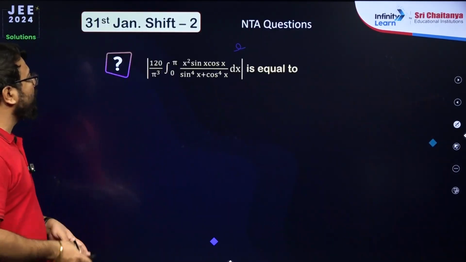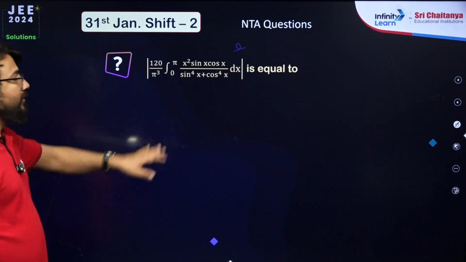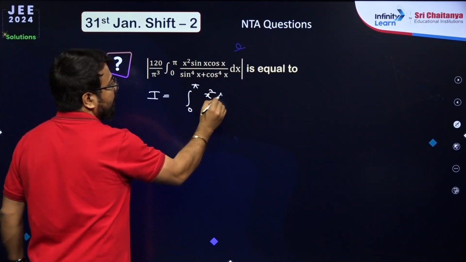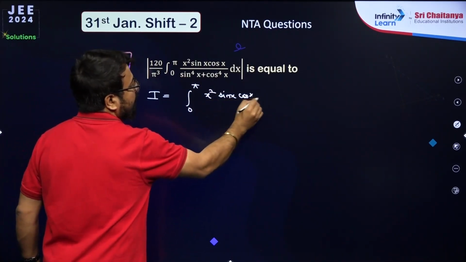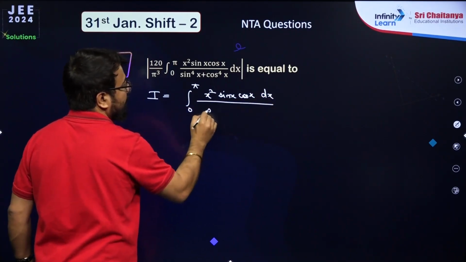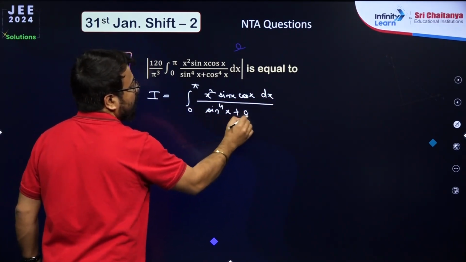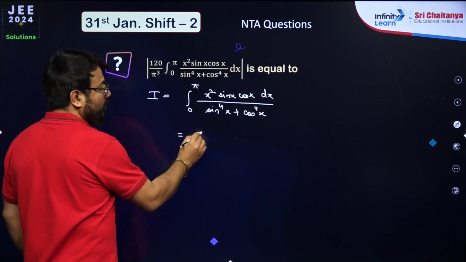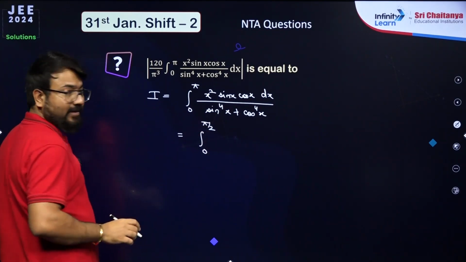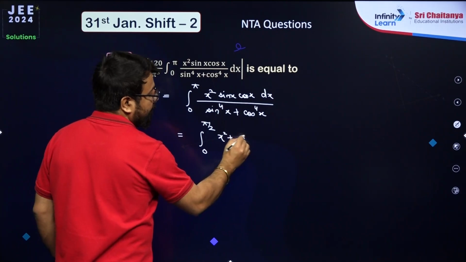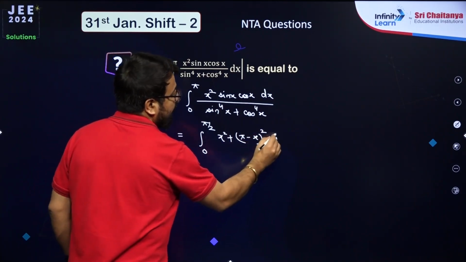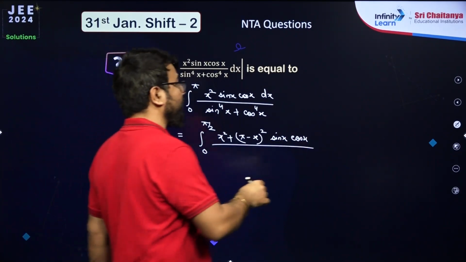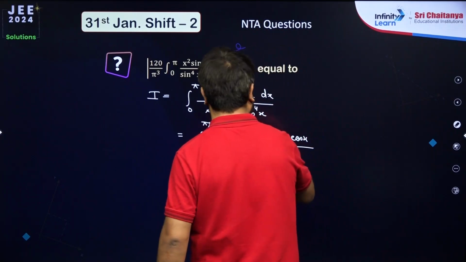Moving ahead to the next problem, we need to get this integration. Let us assume this to be I: integral from 0 to pi of x square sin x cos x dx, whole divided by sin x raised to the power 4 plus cos x raised to the power 4. Now what we need to do here, I need to break it up into 0 to pi by 2. For that, this will be added with pi minus x. Every other function will remain the same, but if I replace x with pi minus x, this function will become negative. Because of that, there will be a negative sign in between.